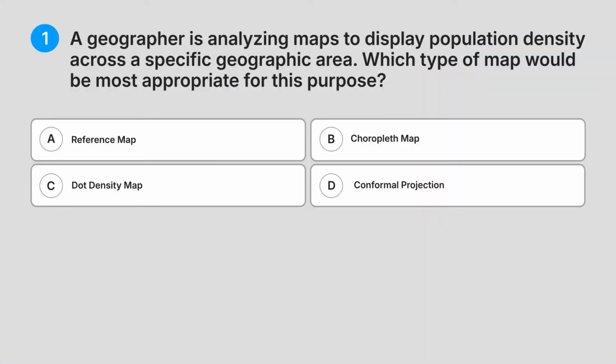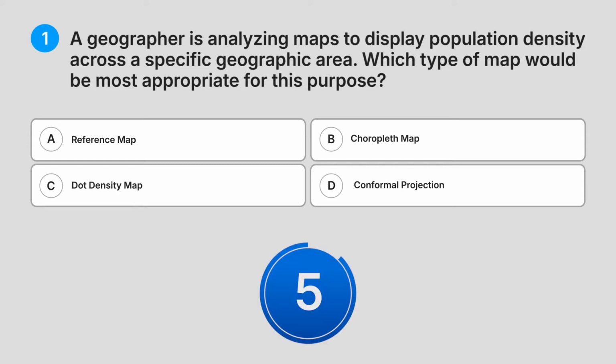1. A geographer is analyzing maps to display population density across a specific geographic area. Which type of map would be most appropriate for this purpose? A. Reference map. B. Choropleth map. C. Dot density map. D. Conformal projection. What do you think is the answer?